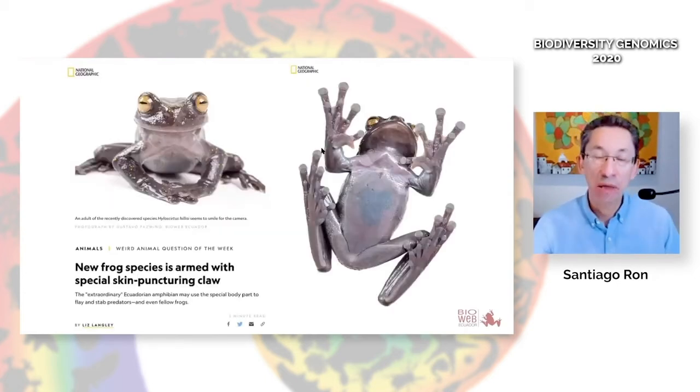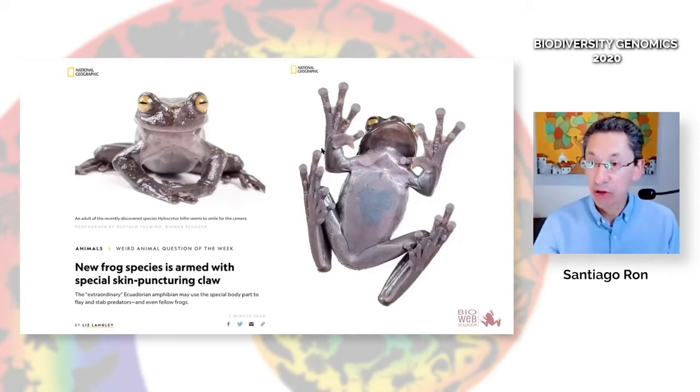Some of the species that we describe end up in the popular press because they have very unique and distinct characteristics, as for example, this species of tree frog that we discovered a few years ago that was featured in National Geographic and has a very strange characteristic, which is the presence of this spine at the base of the thumb, which is very unusual among amphibians.